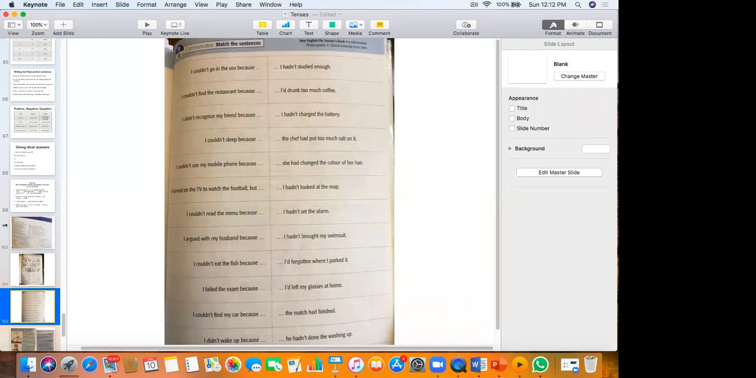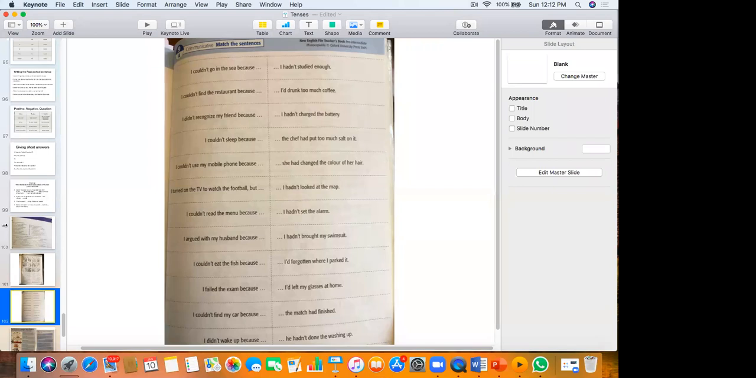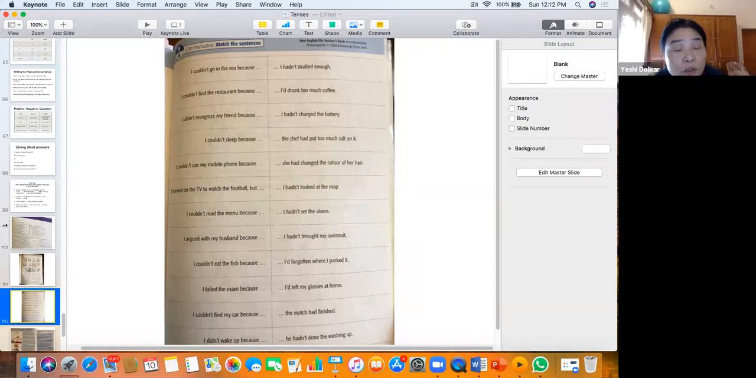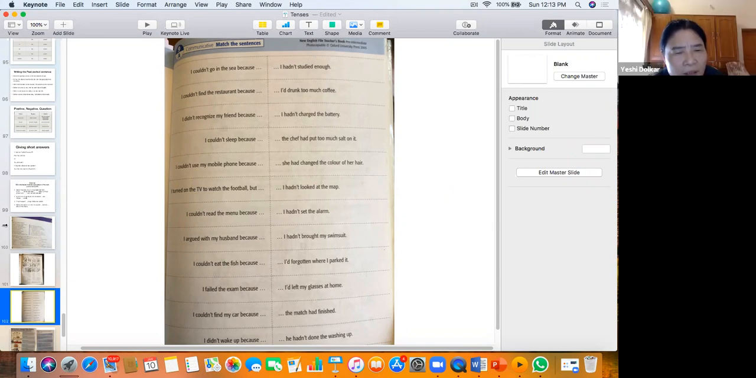I didn't recognize my friend because she had changed the color of her hair. Okay, next. I couldn't sleep because I had drunk too much coffee. Okay, yes, that's good. If you drink too much coffee, you won't be able to sleep. Next. I couldn't use my mobile phone because I hadn't charged the battery. Yes. And next.